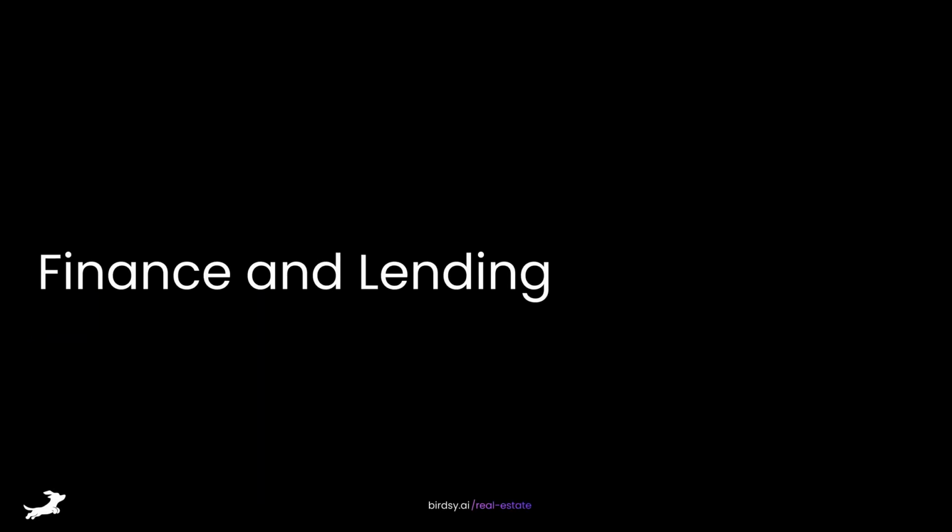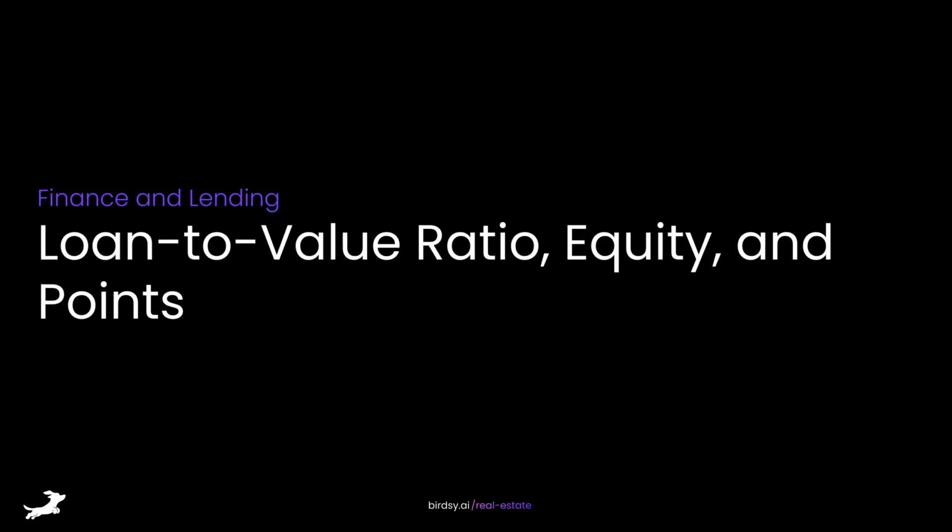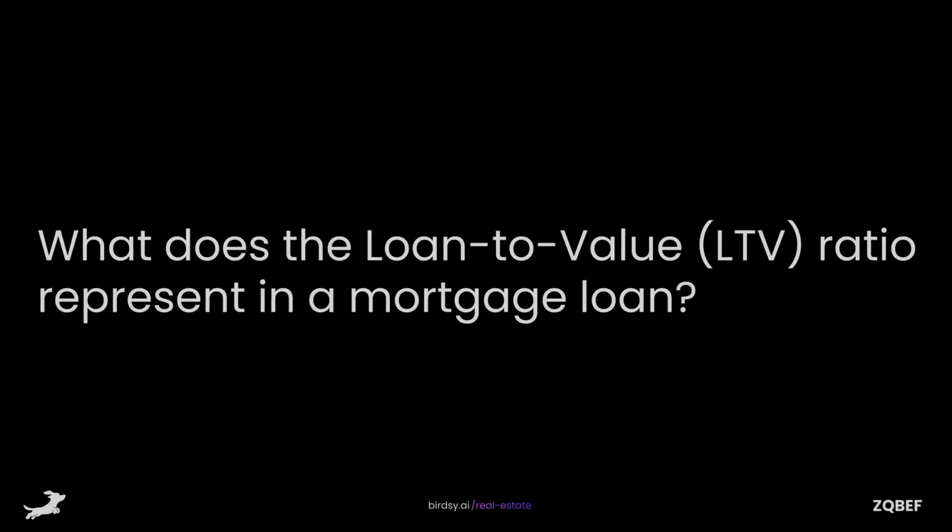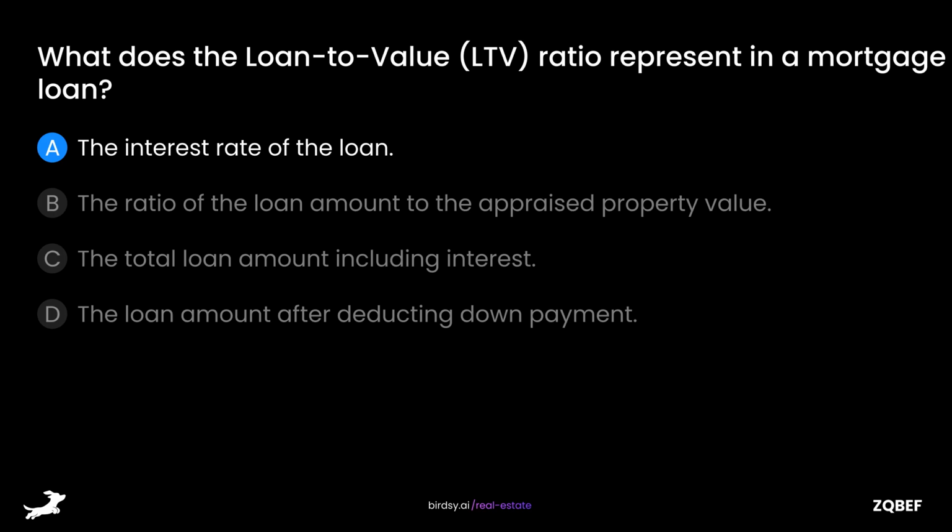Now let's check your grasp on finance and lending terms. Loan-to-value ratio, equity, and points. What does the loan-to-value ratio represent in a mortgage loan? Is it A. The interest rate of the loan? B. The ratio of the loan amount to the appraised property value? C. The total loan amount including interest? Or D. The loan amount after deducting down payment?